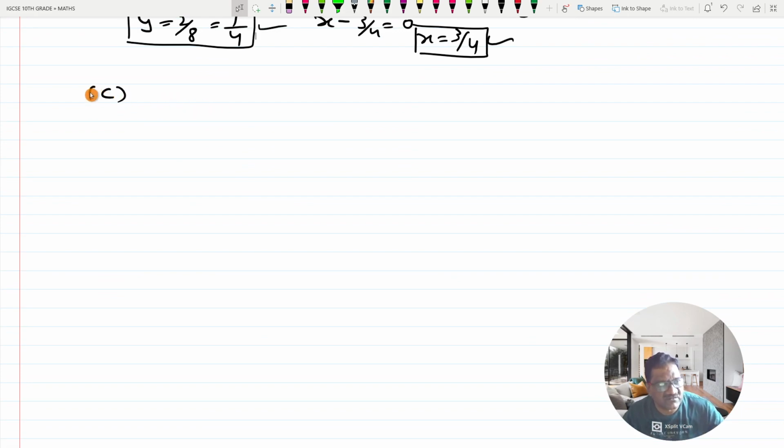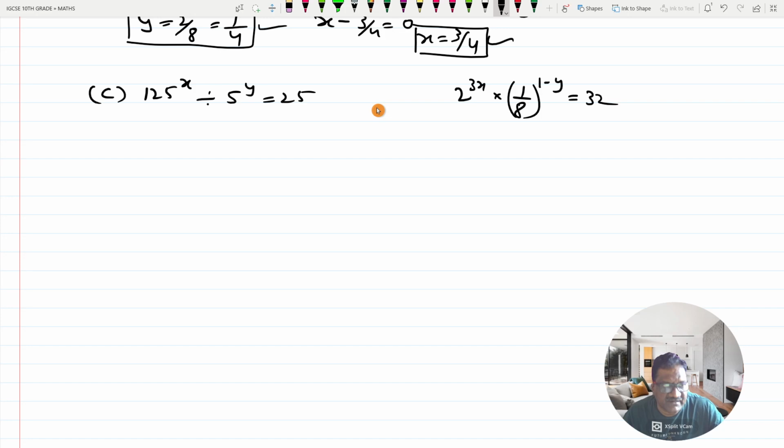Now question number C, sub-question C says that 125 raised to x divided by 5 raised to y equal to 25. This is one equation. Second equation is 2 raised to 3x multiplied by 1 upon 8 raised to whole raised to 1 minus y is equal to 32. Okay, these are the two equations, right?